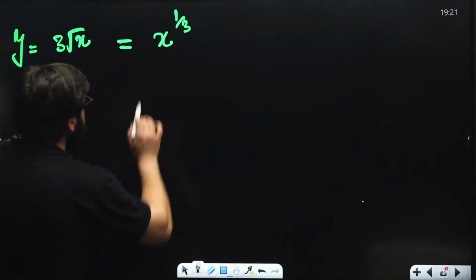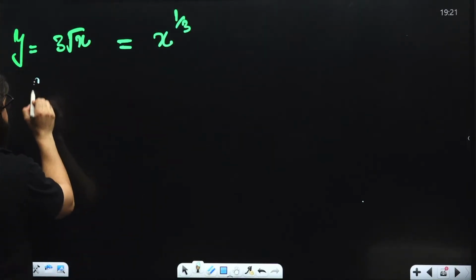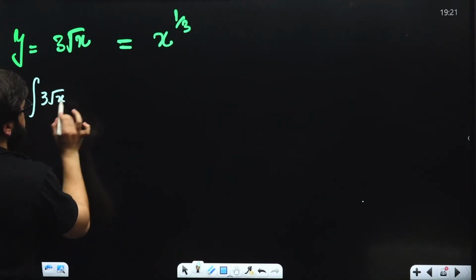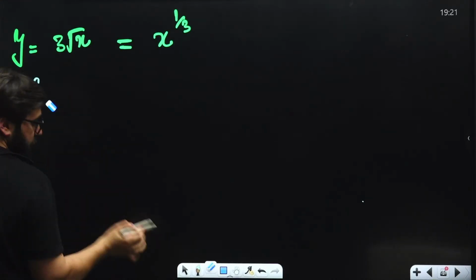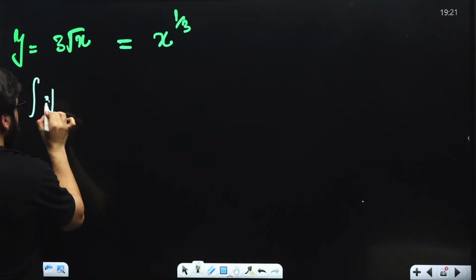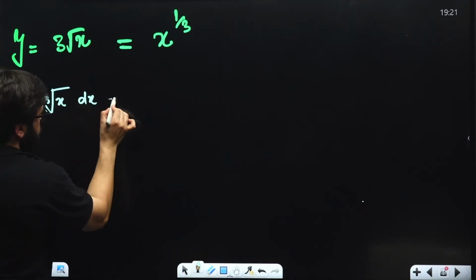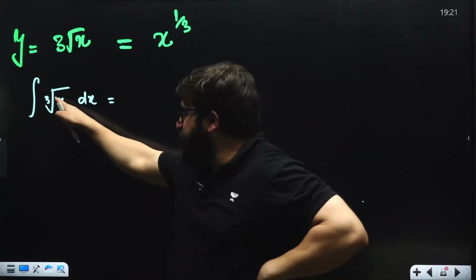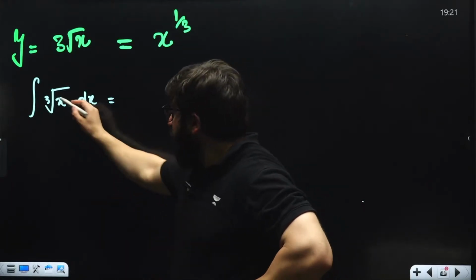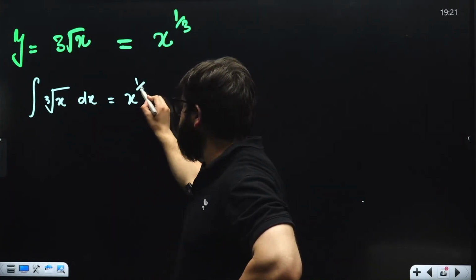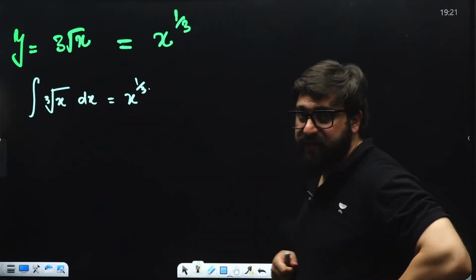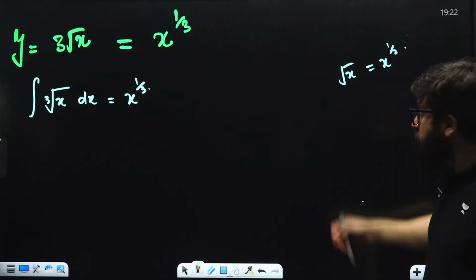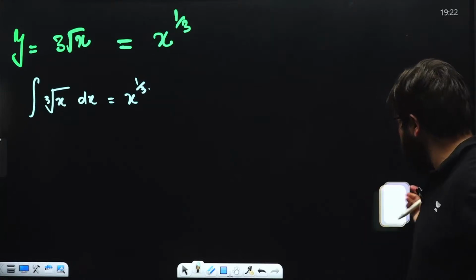Now, one more thing over here. Integration of this is the cube root of x dx. Always remember, guys, if 3 is mentioned over here, this is the cube root, so it is x raised to the power 1 by 3. If it was the square root, only root x, it would be x raised to the power 1 by 2. That's why we call it the cube root.